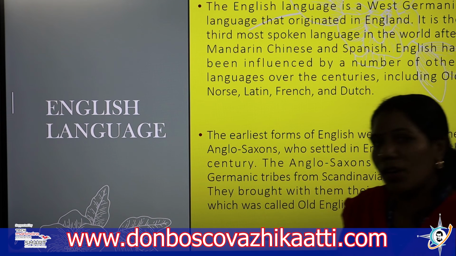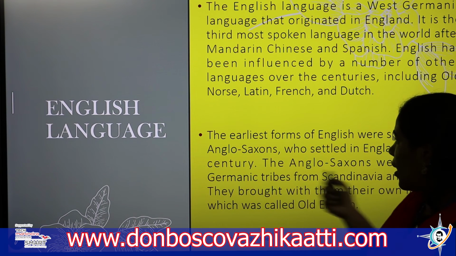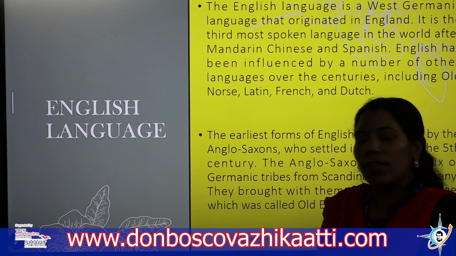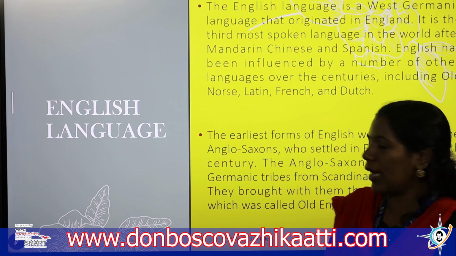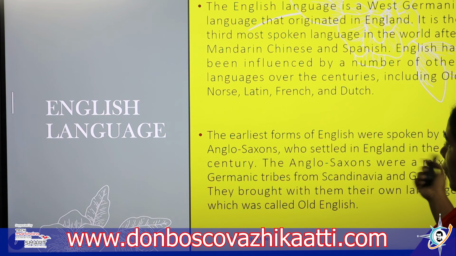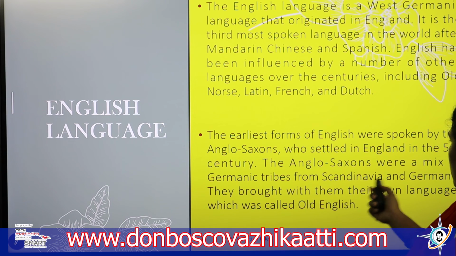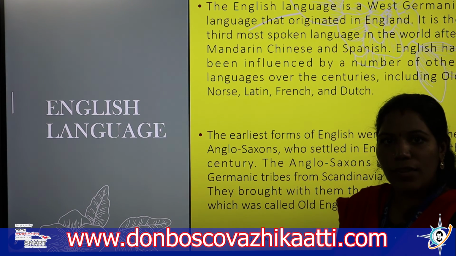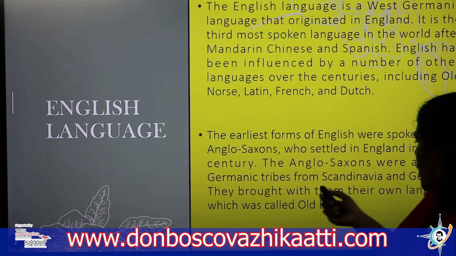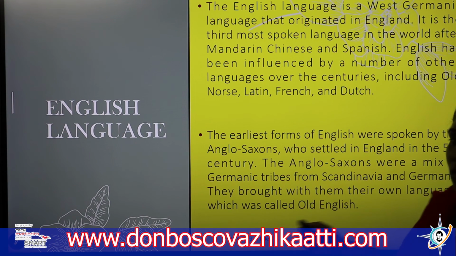Please always remember: Anglo-Saxons are called settlers. They are not the native inhabitants. They are the settlers who settled in England in the 5th century. The Anglo-Saxons were a mix of Germanic tribes. As I told you, they brought a new language of German into England with Old English. From Scandinavia and Germany, they brought with them their own language, which is called Old English.